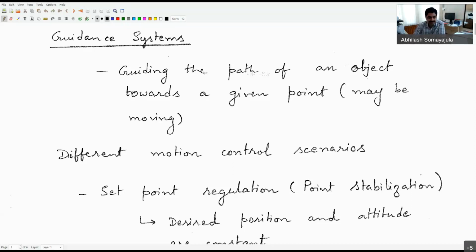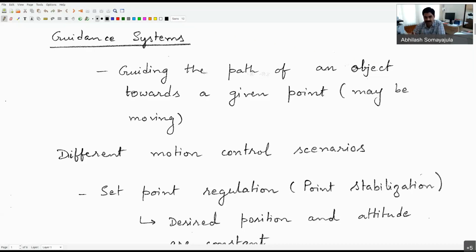The guidance system's purpose mainly is that it wants to guide the path of an object towards a given point, whether that point is fixed or moving in nature. The idea is we have a craft which we want to go to a certain location. How do I make it go there? What are the feasible trajectories to get to that point? These are the things which we discuss in a guidance system.